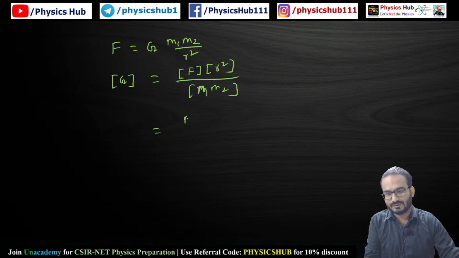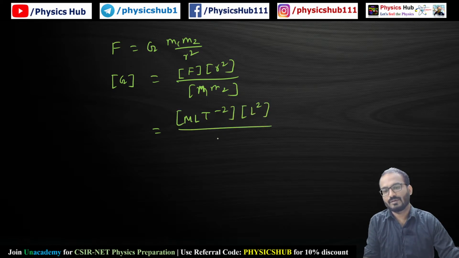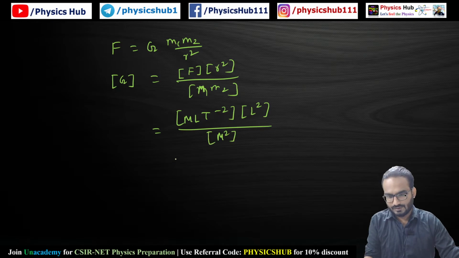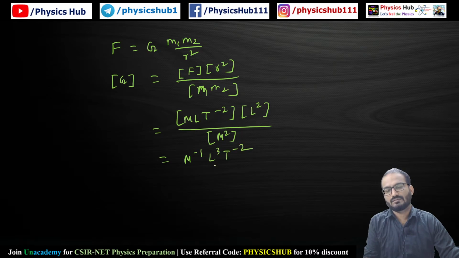So F has the dimension M L to the power minus 2, r square has the dimension L square, and m square is M square. So what do you get? You can also remember this: M inverse L cube T to the power minus 2. Okay, this is easily rememberable.